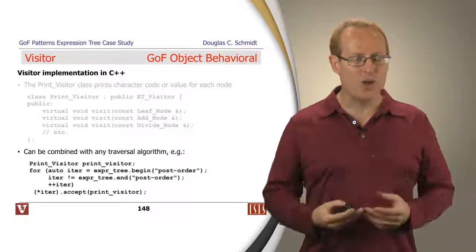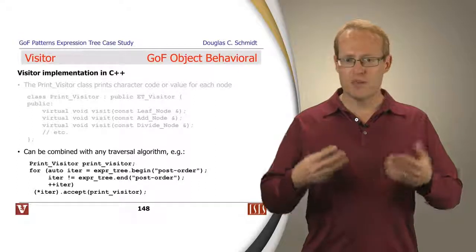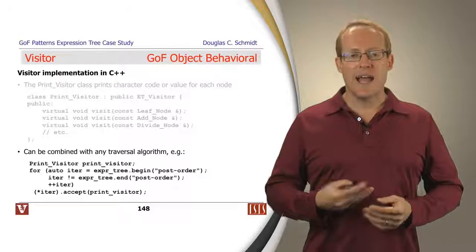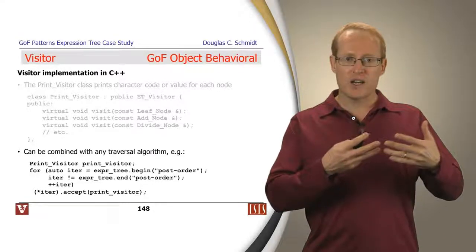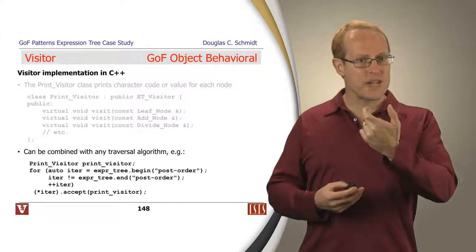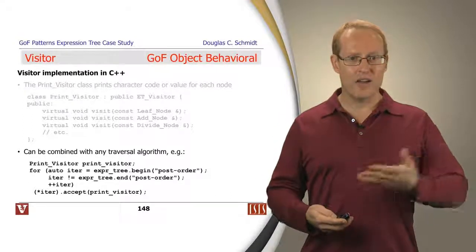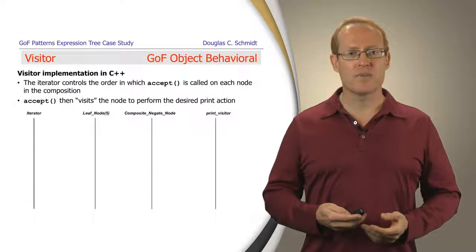And by doing things the way we are, the code that we write is virtually the same. It uses the STL algorithms, we could use the range-based for loop, and so on. And it iterates over this. And for every node it gets back, every expression tree node it gets back from the iterator, it turns around and calls the accept method, passing in the print visitor, which will then turn around and print the elements by calling the visit hook method.